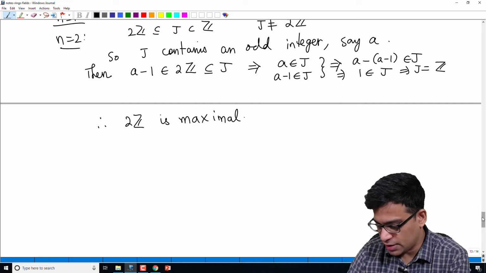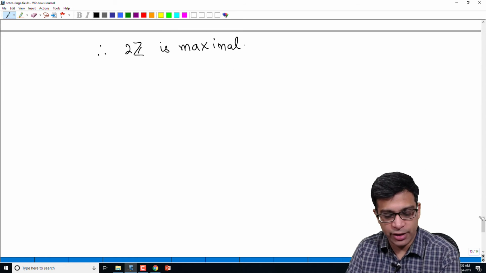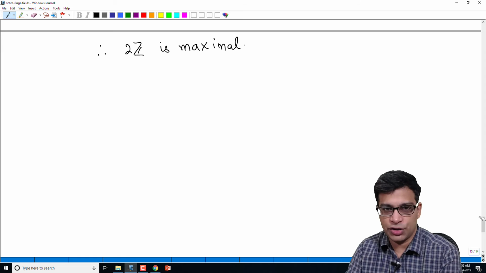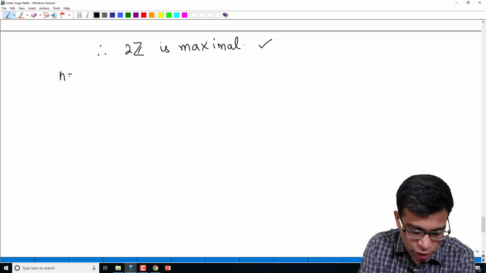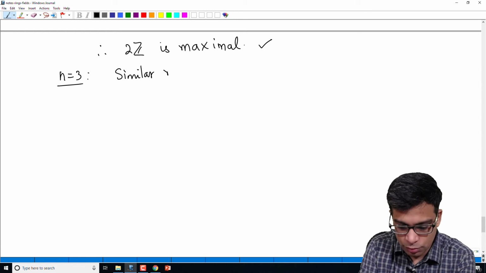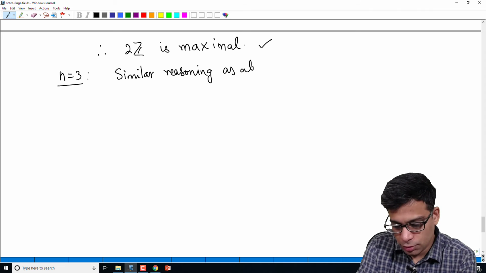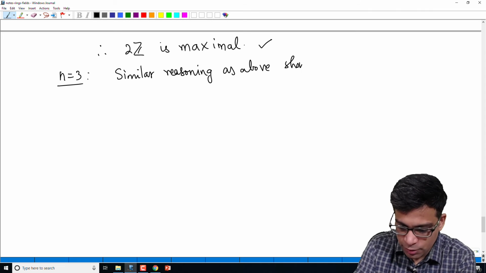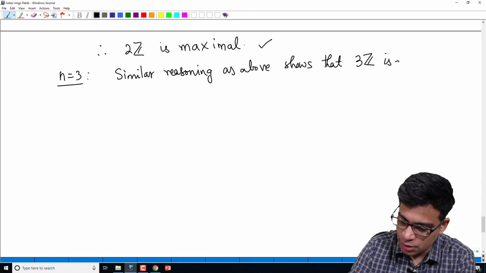Right? Because that is the definition of a maximal ideal. If you take any ideal that contains 2Z and that ideal is not 2Z, we showed that that ideal is the full ring Z. So it's a maximal ideal. What about n equal to 3? Similar reasoning as above shows that 3Z is also maximal.